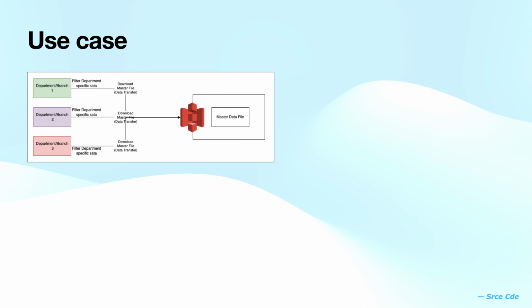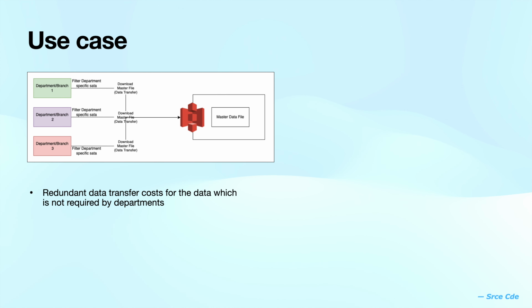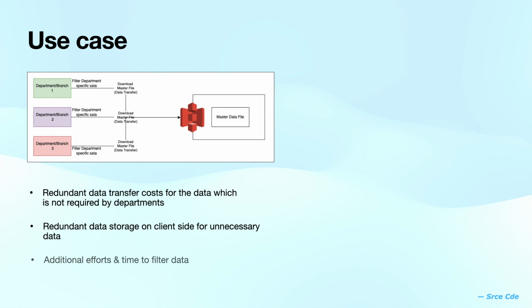Now, what exactly will happen here? Each department's personnel will download the whole master file, then they will filter the data to use it. This will add up cost for the data transfers, the time that goes into filtering the data, and additional storage on the client side.